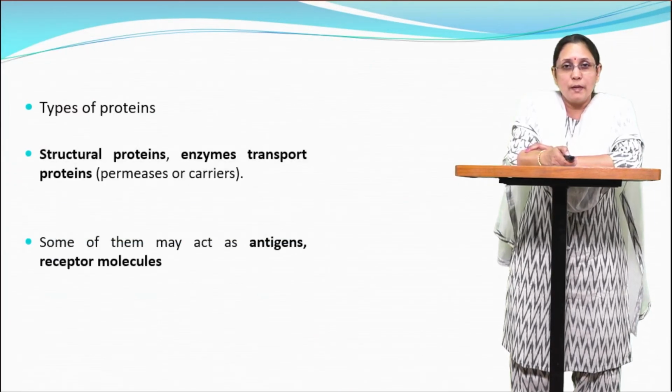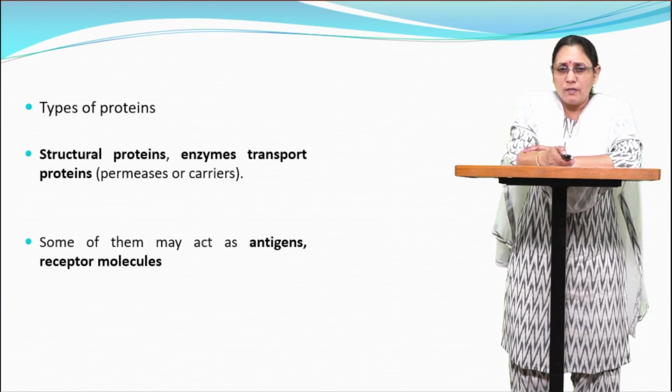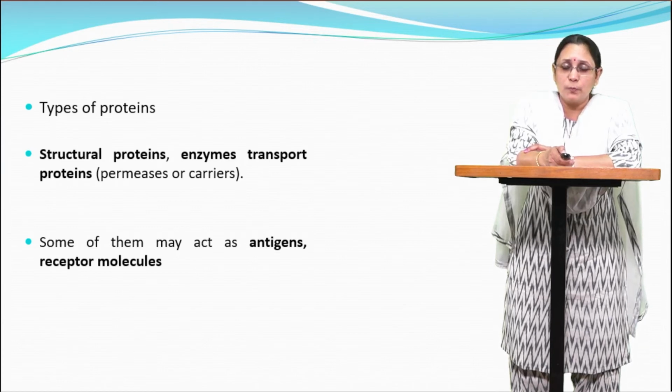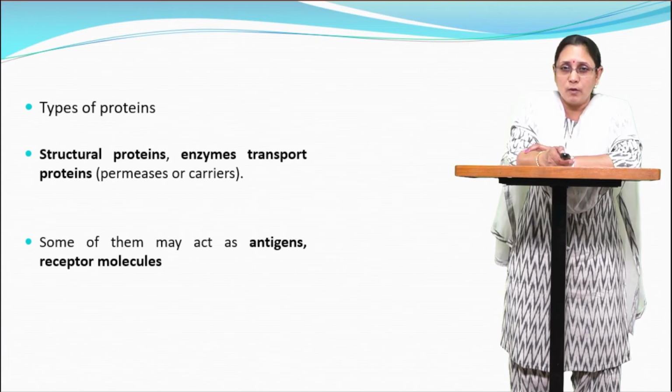So here some examples associated with these proteins, which are present in this membrane, are given. Some structural proteins are there, then enzyme transport proteins like permeases or carriers. Later I will show you which type of enzyme transport proteins are working in this particular plasma membrane. Some of them may act as antigens or receptor molecules.